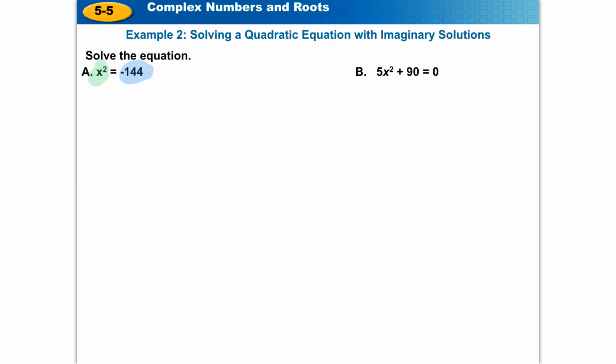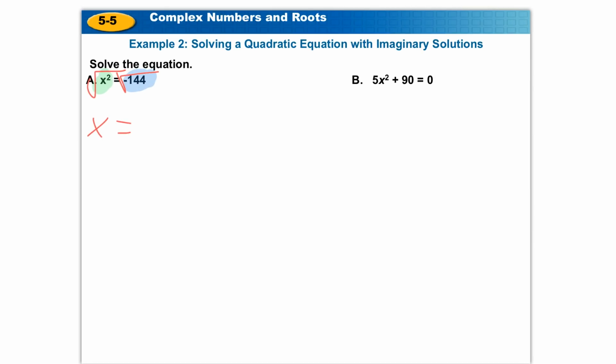The square root of x squared is x, and the square root of negative 144. When we're solving equations, we're going to have positive and negative answers. The square root of a negative number is going to be i, and then the square root of 144 is 12. So this one will be positive, negative, 12i.